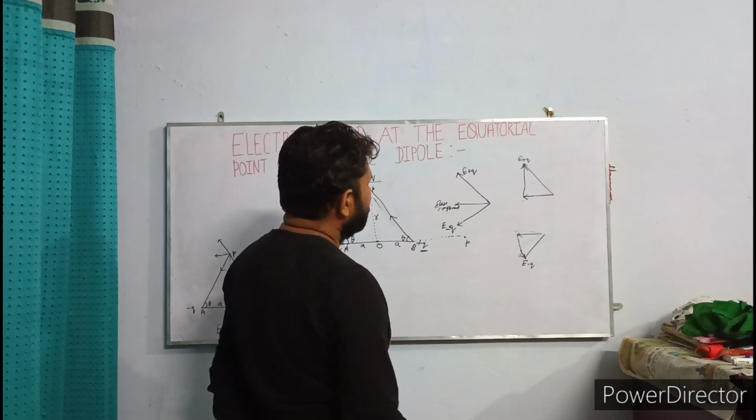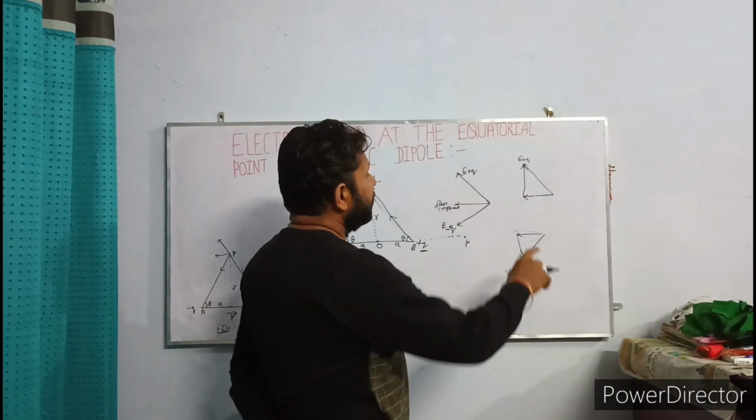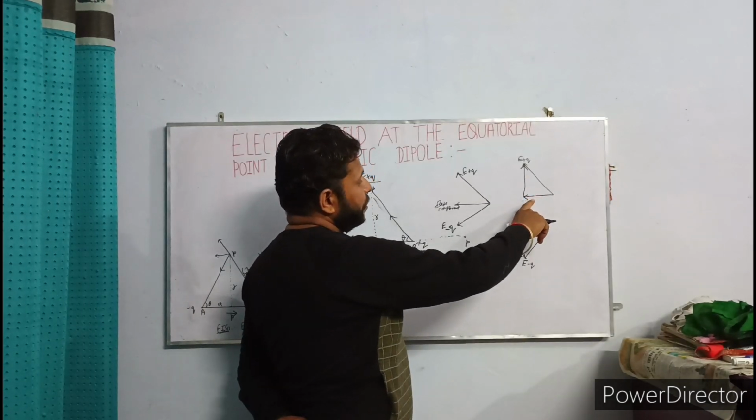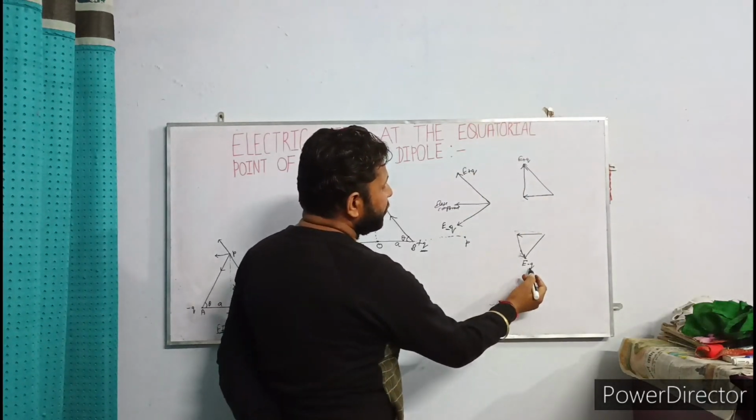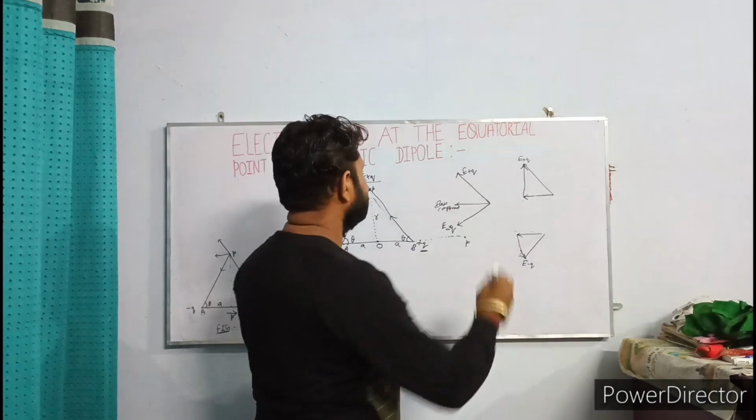And students, we can clearly see that the normal component of E plus Q is towards the upside and the normal component of E minus Q is towards the downside.